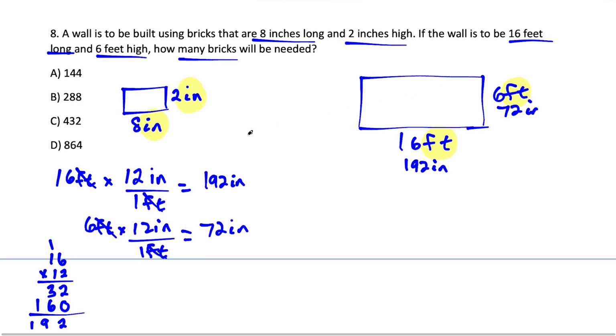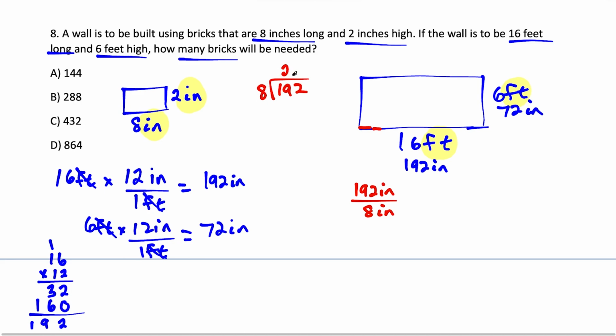So now we're ready to divide. If these bricks are 8 inches long, we're basically trying to see how many bricks we could fit going all the way across. So we could do 192 inches and divide that by 8 inches. So we just do the long division over here. We have 192 divided by 8.